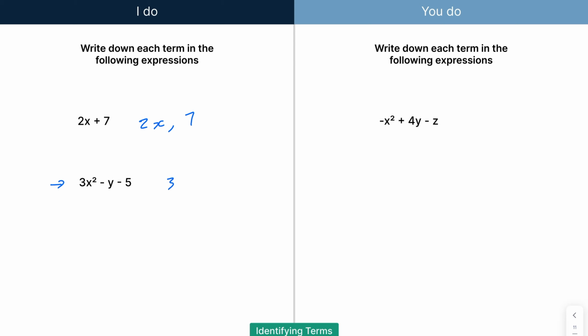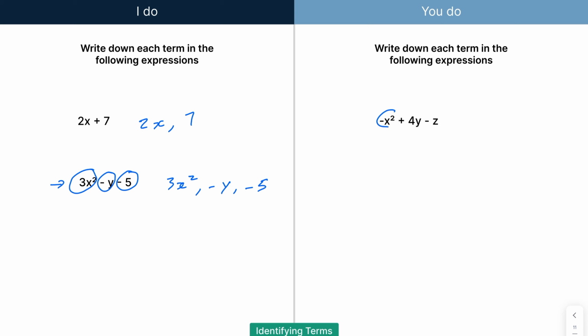Now being careful here with the negative. So the first term is 3x squared. It's that one there. The second term is minus y. And the last term is minus 5. Okay, so these are the individual terms. They're single parts of an expression.